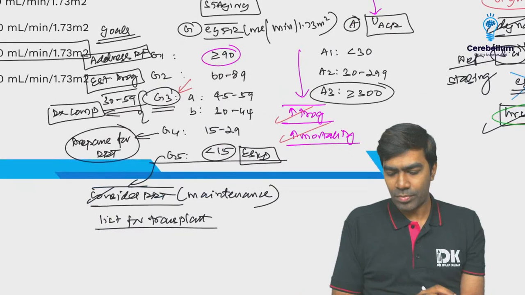So what are the risk factors for calciphylaxis? There are multiple risk factors. ESRD itself is a risk factor, that is GFR less than 15. Female gender is a risk factor; it occurs more in females compared to males. Presence of diabetes mellitus is a risk factor. Usage of warfarin is a risk factor. Obesity is a risk factor. Any thrombophilia is a risk factor.